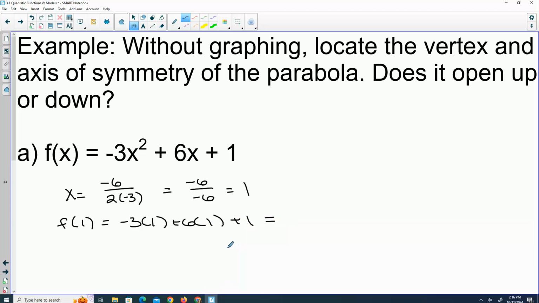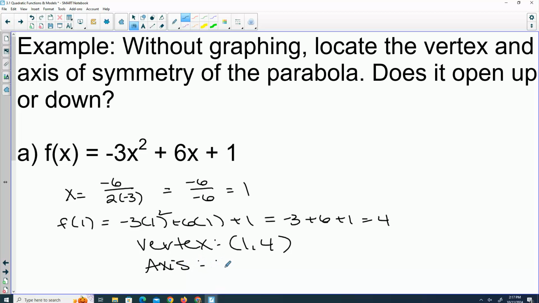Okay. 3 plus 6 plus 1. So. All right, so my vertex is the point 1, 4. What is my axis of symmetry? Good. Remember that I wanted that full equation.